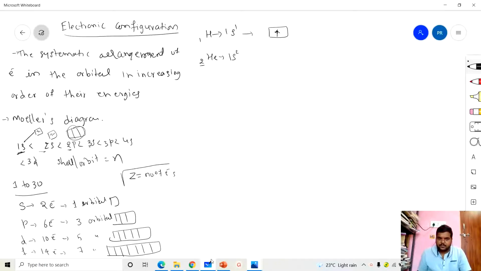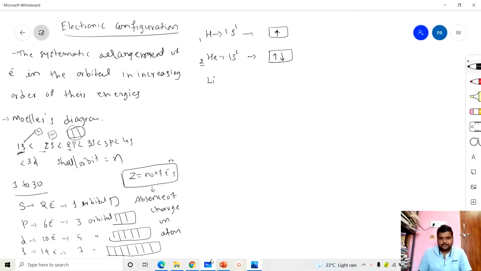Is it clear? In which condition is it applicable? If the atom does not have any charge. If a charge is present, the number of electrons varies. But this is applicable in the absence of charge on the atom. Okay, 1s2, 2 electrons: one is an upward arrow and one is a downward arrow.